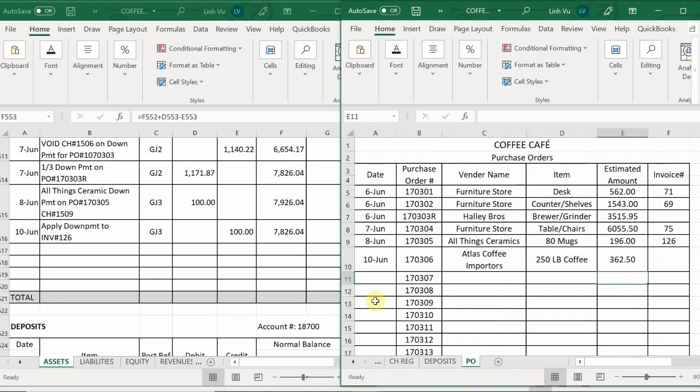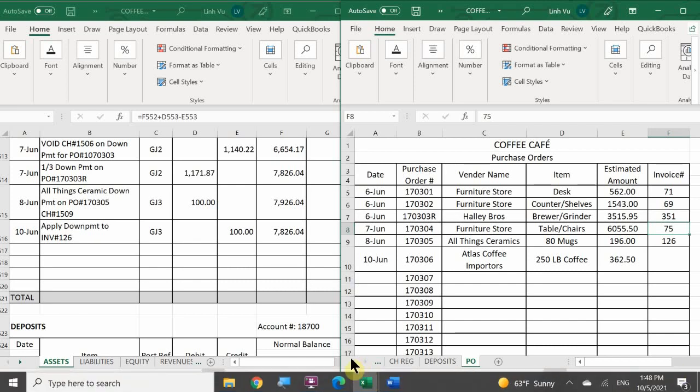Okay, so PO, right? We received our coffee brewer and coffee grinder. Okay, for what invoice number? 351, and the amount is different. The amount that is without taxes, so it is just an estimate. In this case, the estimated amount in here is just to verify that this is correct, that this invoice belongs to this order. Okay. Yep.